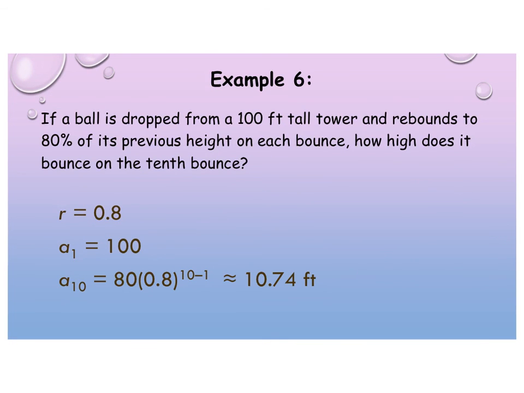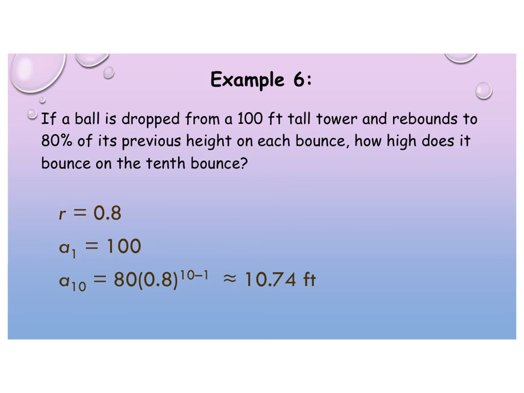Okay, example 6. If a ball is dropped from a 100-foot tall tower and rebounds to 80% of its height on each successive bounce, how high does it bounce on the 10th bounce? So what it wants is, if we create a sequence for the height of the ball after a bounce, then we can plug in 10 and find a sub 10, which is our answer.